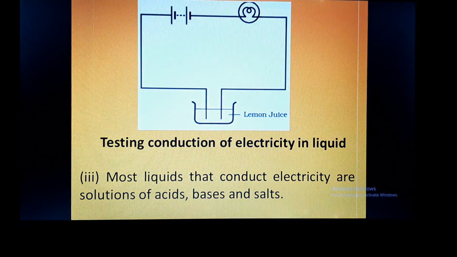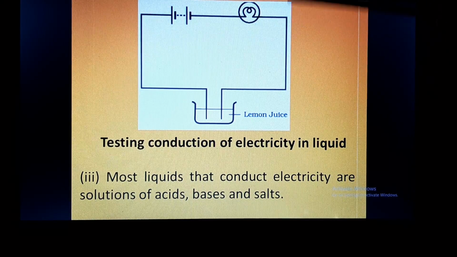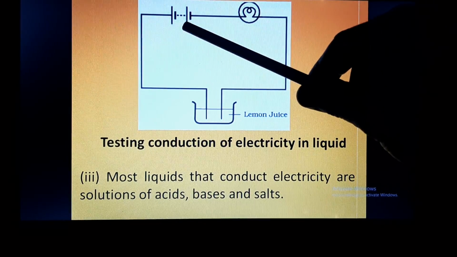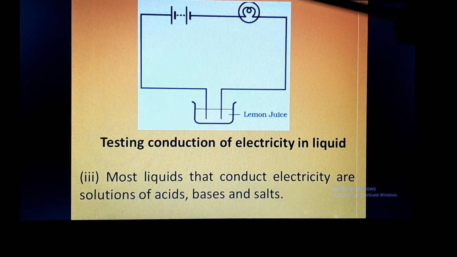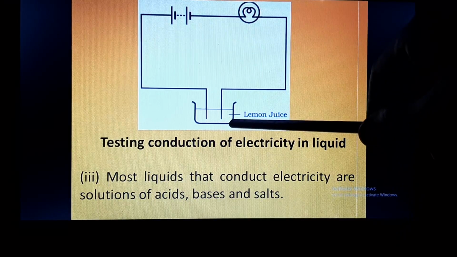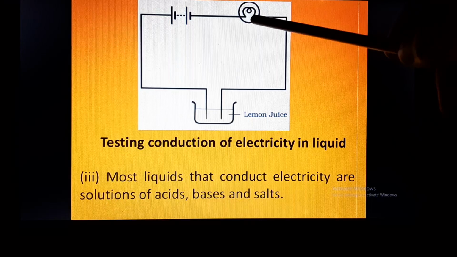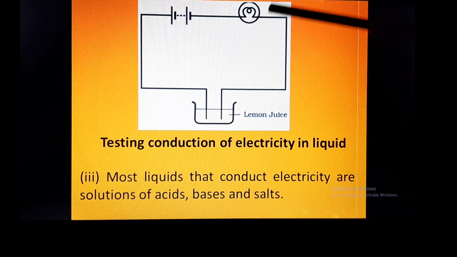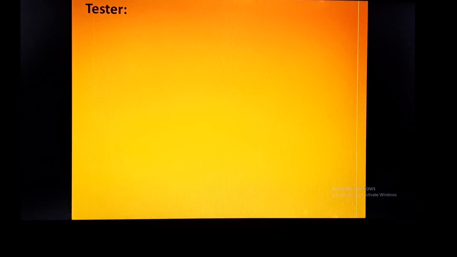Okay, so here you can see this is the bulb of the tester, and the tester which is provided with a battery is connected. One terminal, the negative terminal, is connected to one end. Here one end is connected to the liquid and another end is also connected to the liquid. So if the bulb glows, the liquid is conducting. If the bulb does not glow, the liquid is not conducting. Most of the liquids that conduct electricity are generally solutions of acids, bases and salts.